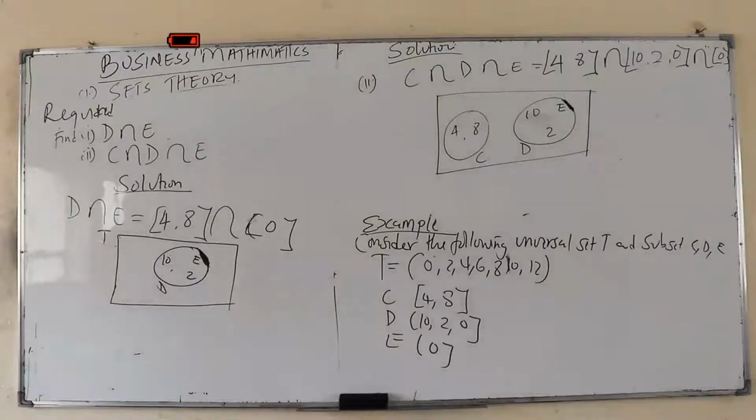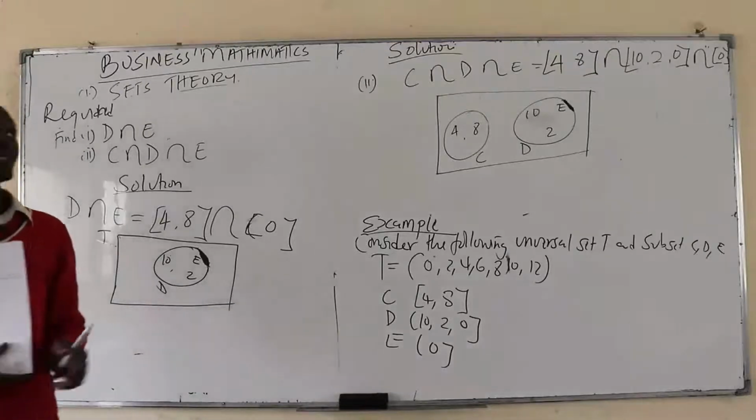Then Roman 2, you are told to show C intersection D intersection E, whereby you just write those elements that are in C: 4 and 8. Then intersection D, those elements in D: 10, 2, then 0. And then those elements that are in E: 0. If you are told to draw, you will present it.